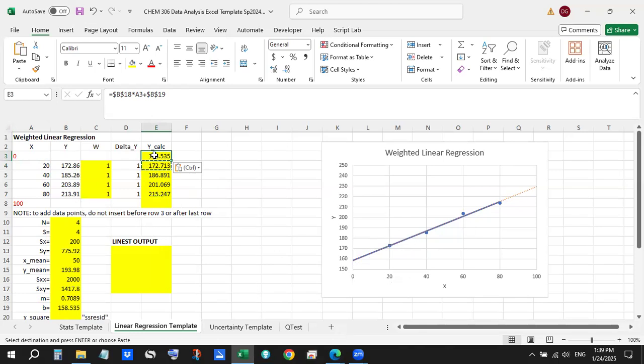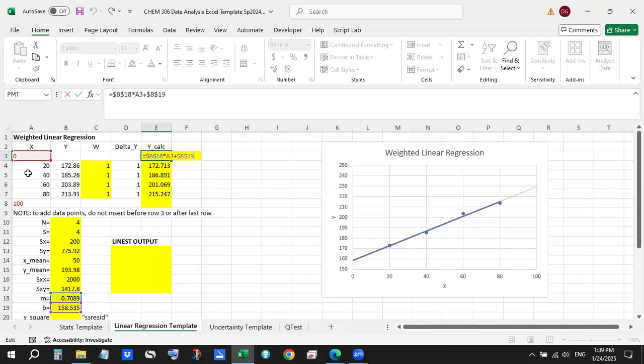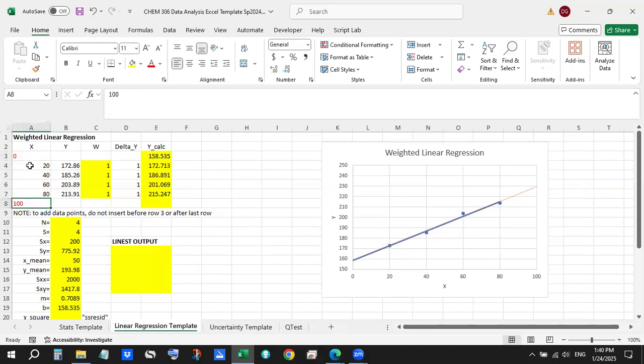So this one right here calculates the best fit line at x equals 0. So I can specify what the lowest and highest values for my chart would be, okay? And here for x equals 100, notice your data is from 20 to 80, so it's good to stretch out your line from 0 to 100. Nice round numbers, easy to read from the graph.